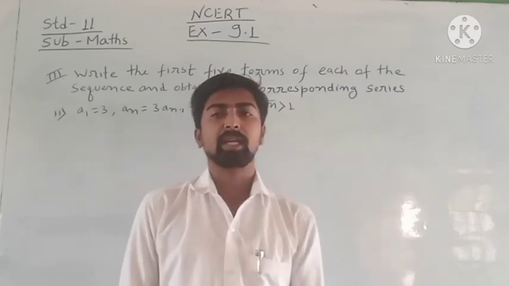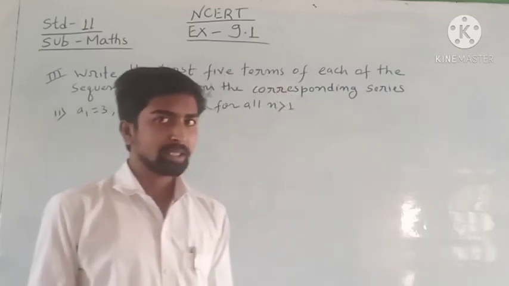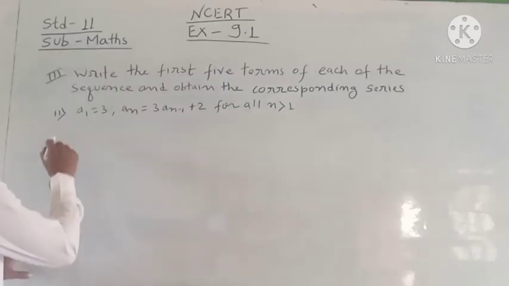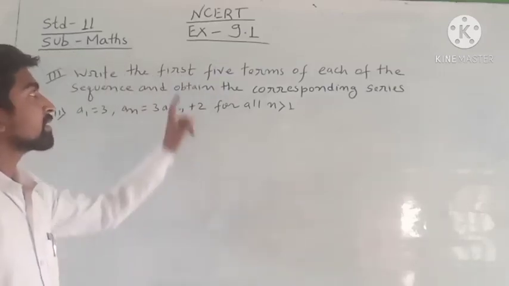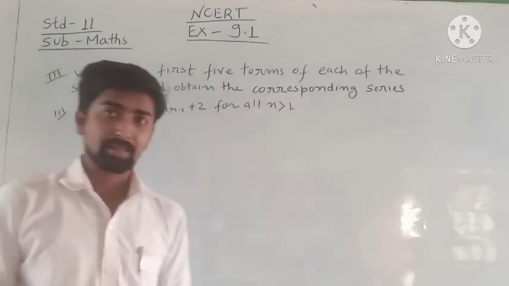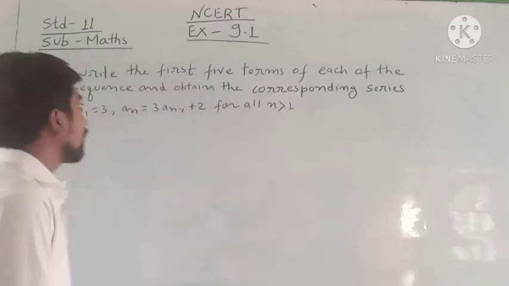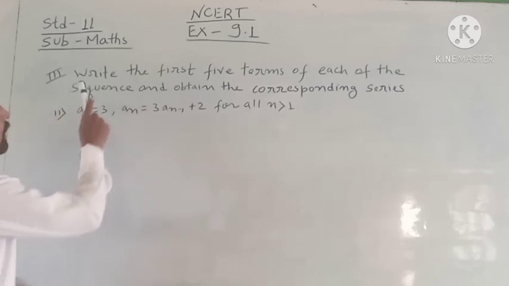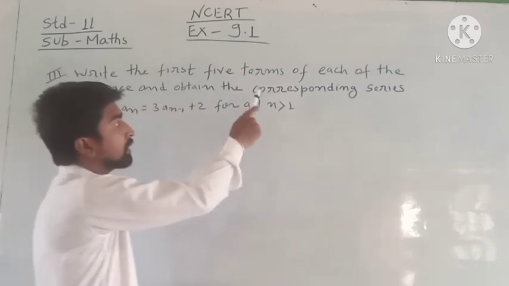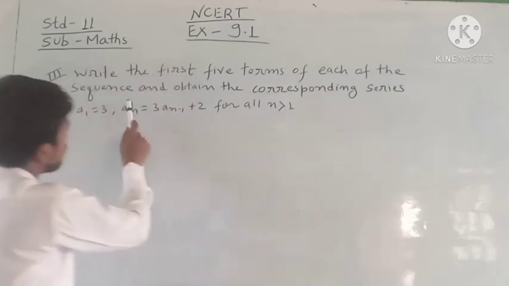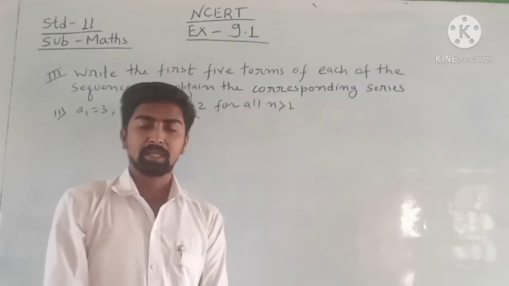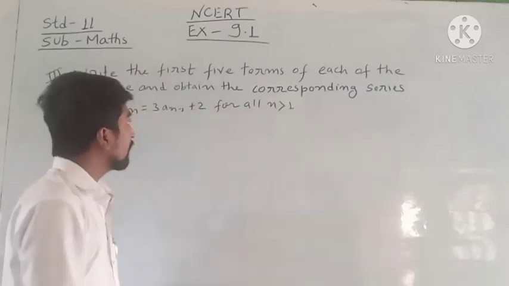Students, today in this video lecture we will discuss question number 11 of exercise 9.1 of NCERT book. Students, question number 11 is saying that write the first 5 terms of each of the sequence and obtain the corresponding series. Students, in question number 1 we have done this.